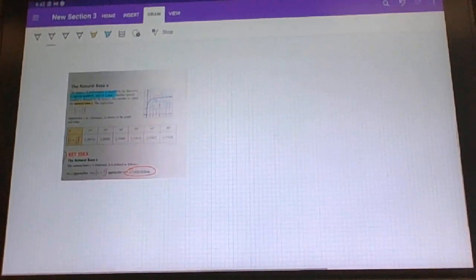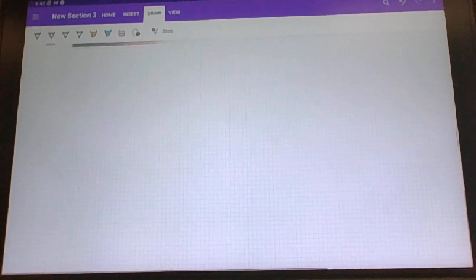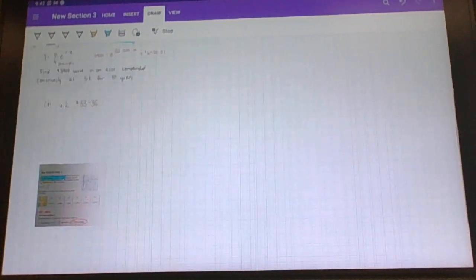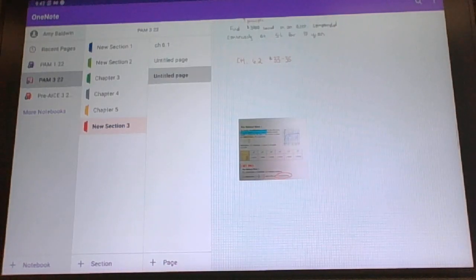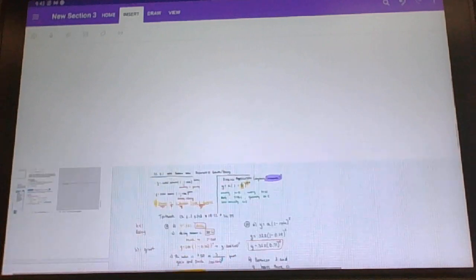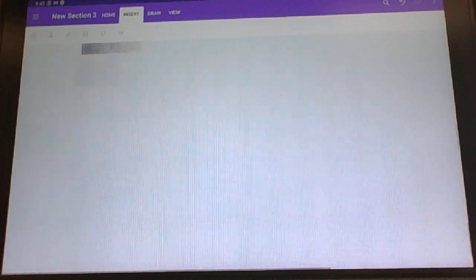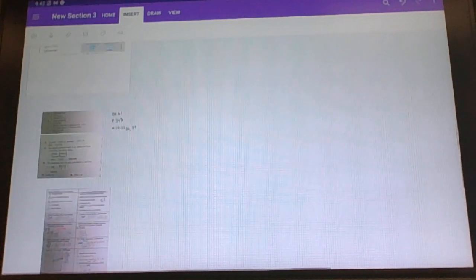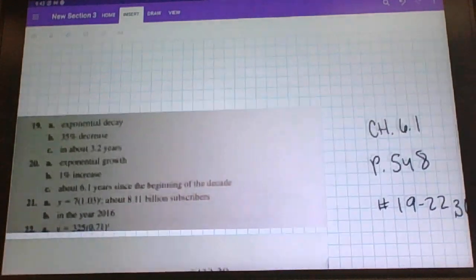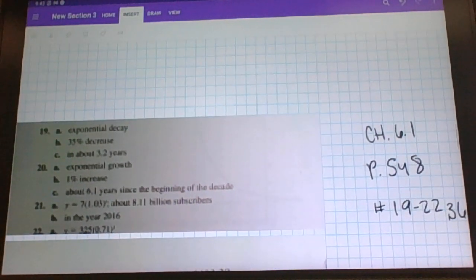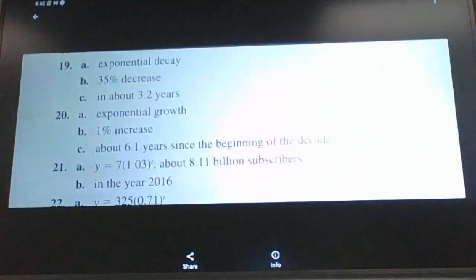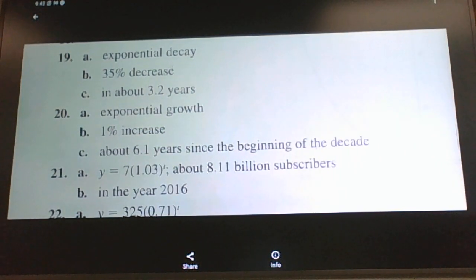Alright guys, get out the word problems from Monday. On Monday I assigned you 19 to 22, 36, and 39. I'm checking it right now. Page 548.